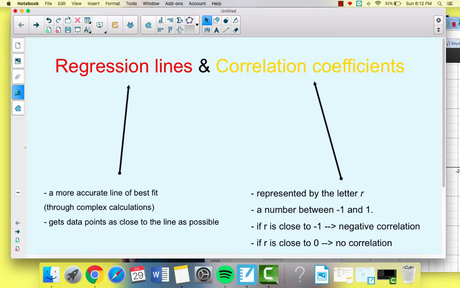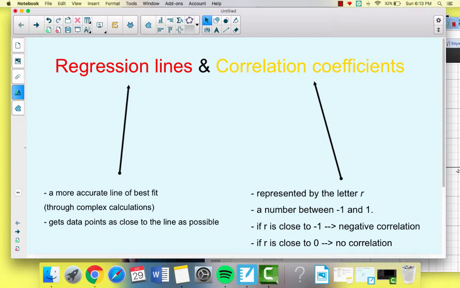Regression lines are basically a more accurate line of best fit. In the last video we talked about when you're finding a line of best fit, you pick 2 points on your data and you find a slope, and then you use those points and the slope to come up with an equation of a line, and you do all those calculations yourself. Well, a regression line tends to be a little bit more accurate.